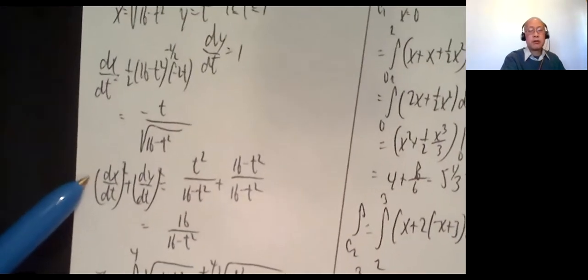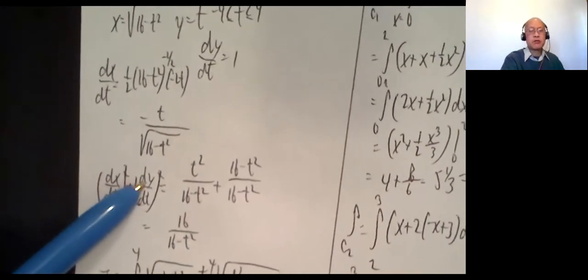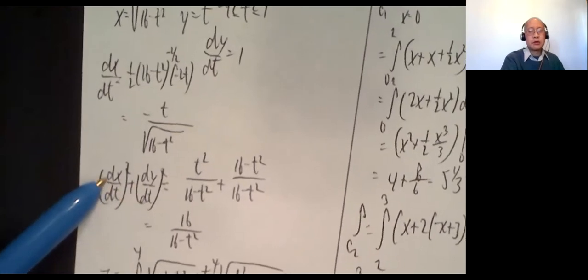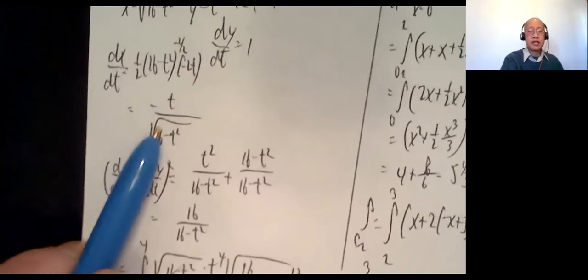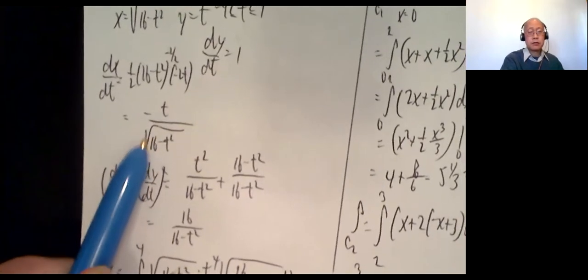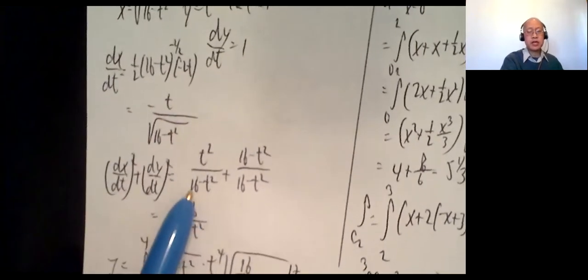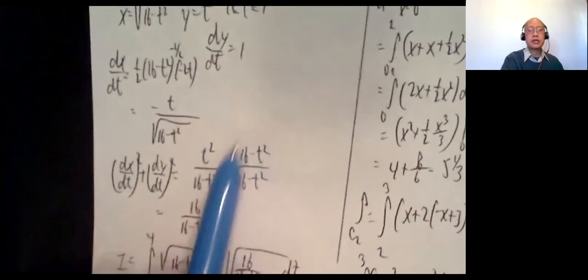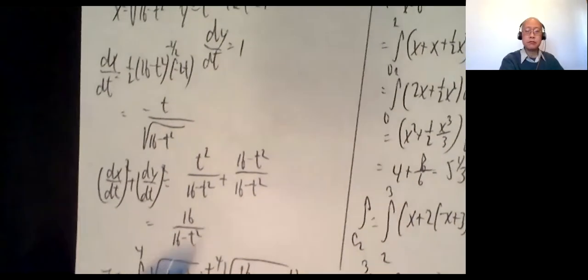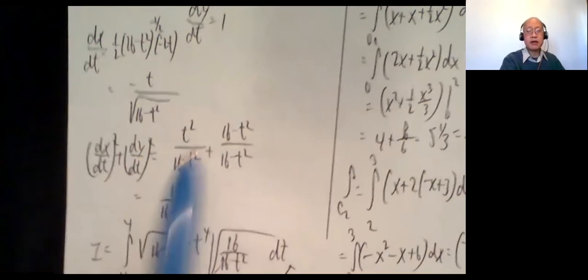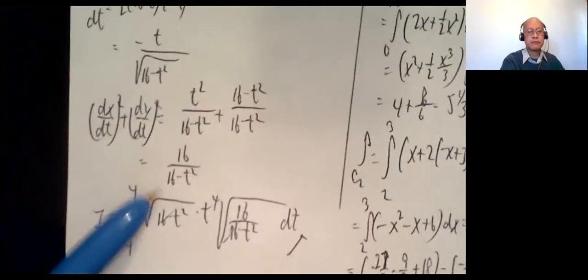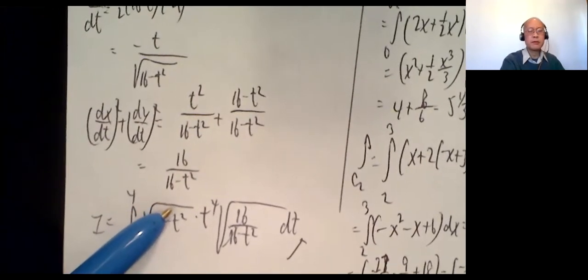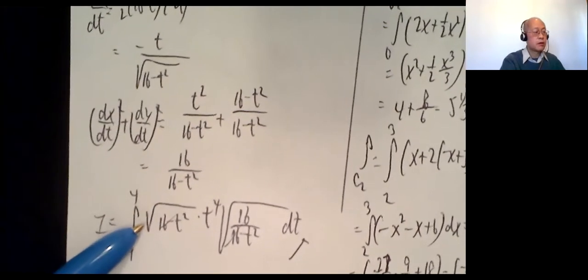All right, so by formula, I need dx dt squared plus dy dt squared. So dx dt squared is very nice. First, you lose the negative, and dropping the square root, I have t squared over 16 minus t squared plus 1. With the common denominator, if I add these together, I just have 16 over 16 minus t squared. All right, so I'm ready to integrate.